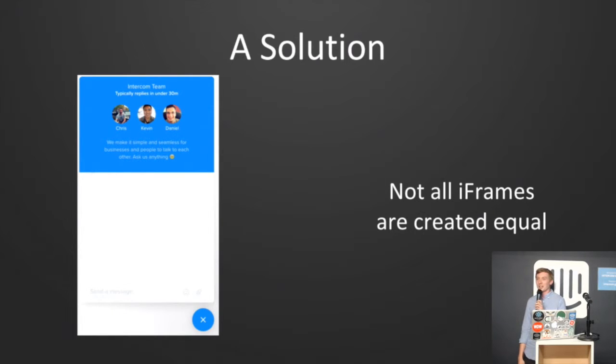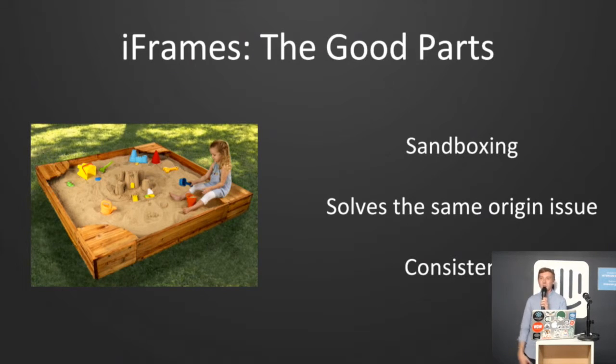The good old Intercom widget is an iframe. And that's really what you need to do to get yourself a sandbox. So iframes are great for giving yourself sandboxing. It also has this nice side benefit of solving the same origin issue. Ordinarily, you're not allowed to make third-party API calls to a different domain. But if your frame is on the same domain as your API, then everything works fantastically. And it guarantees consistency. You don't have to worry about the environment that your code is executing in.